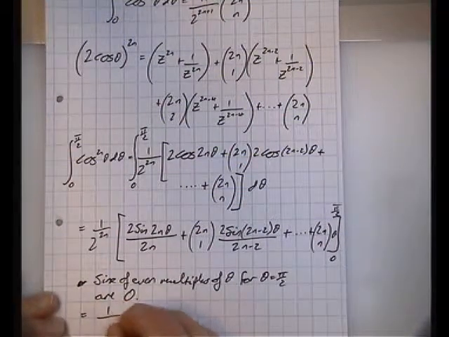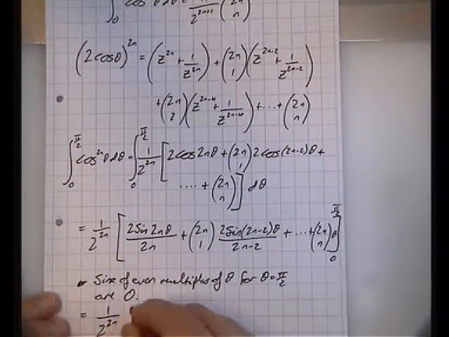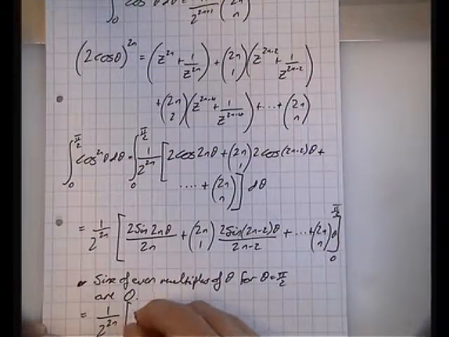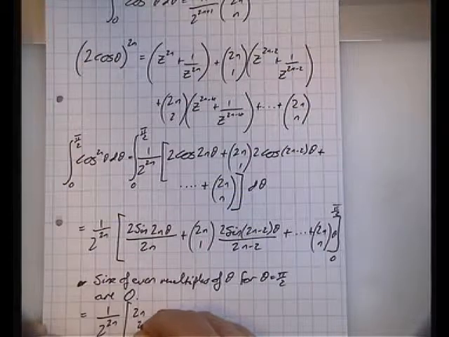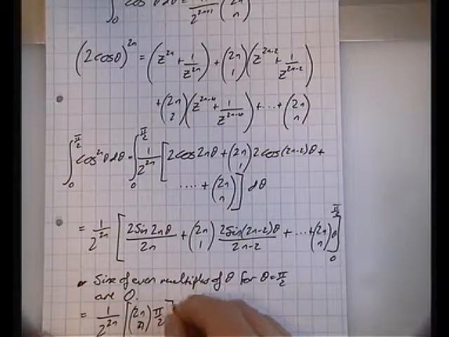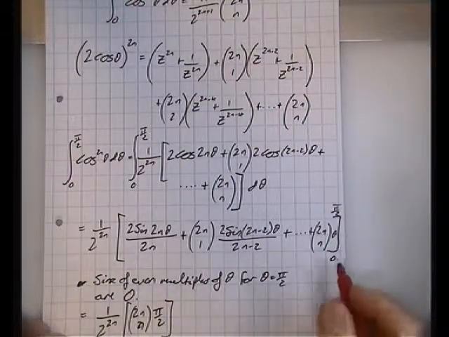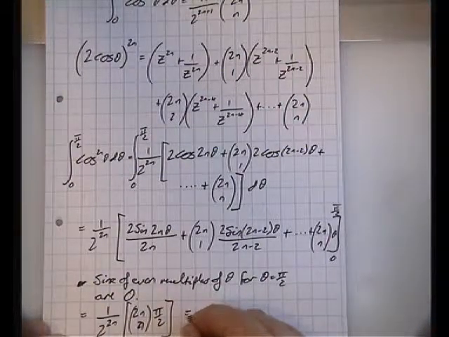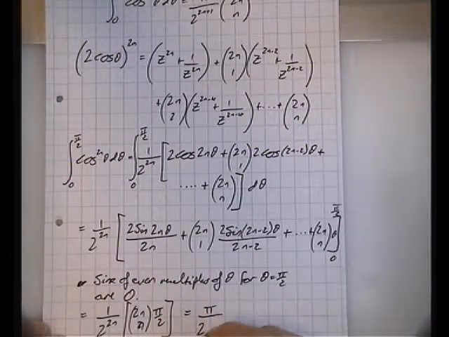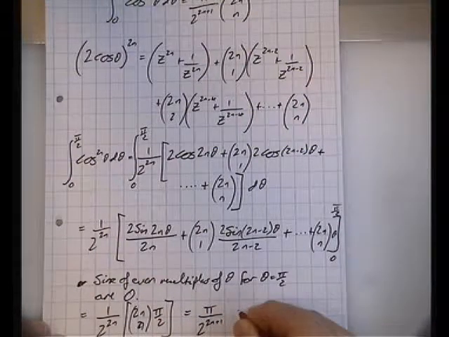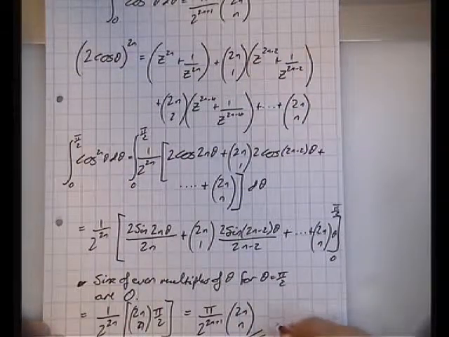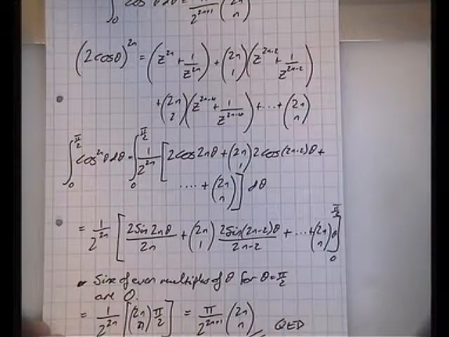So in fact this becomes 1 over 2 to the 2n times, and that'll be 0 in the second one, 2nCn pi by 2. And that of course simplifies to pi over 2 to the 2n plus 1 times 2nCn, which is what we wanted to show. And that's how you do that problem.